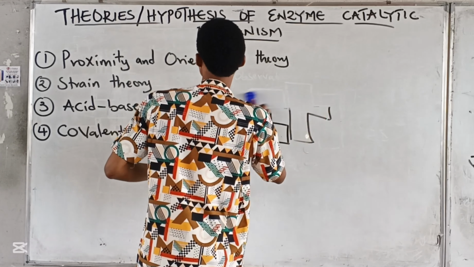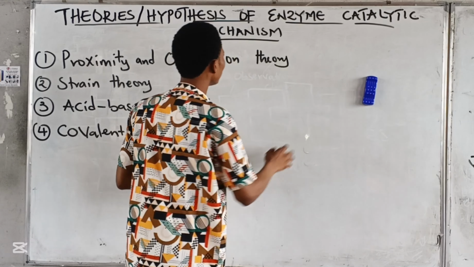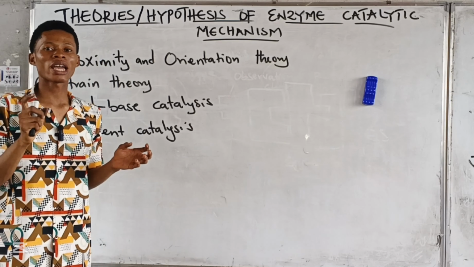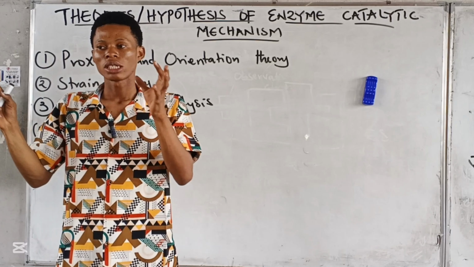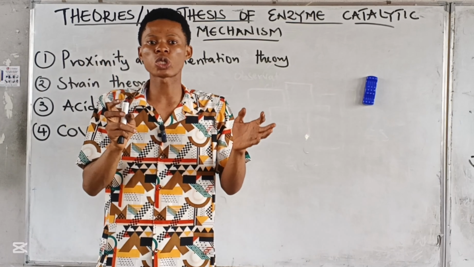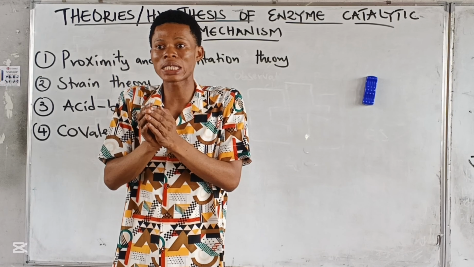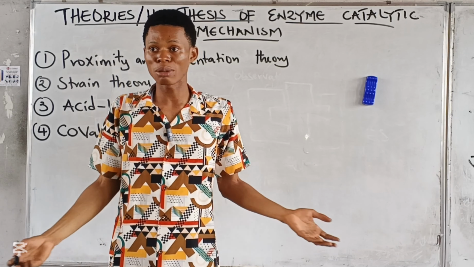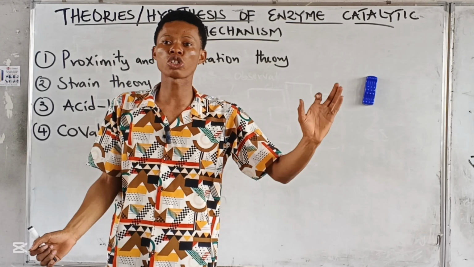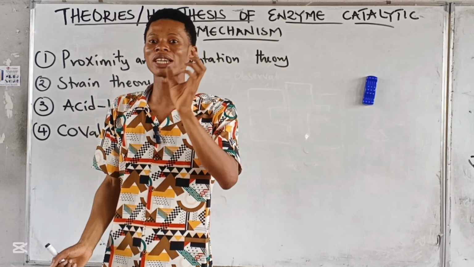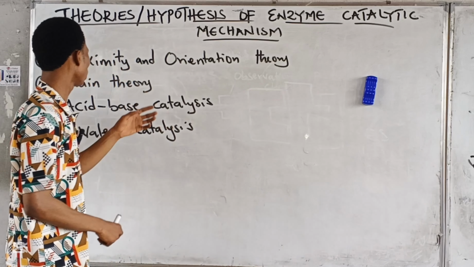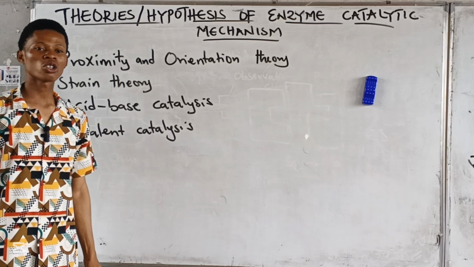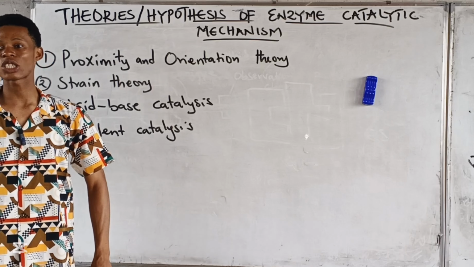So the proximity and orientation theory proposes that for enzyme catalysis to take place, the enzyme and the substrate must be close enough to each other, right? In fact, the closer it is, the more the reaction. And not just close, but oriented in the right angle or position. All right, that's that. Now, the second theory is the strain theory.